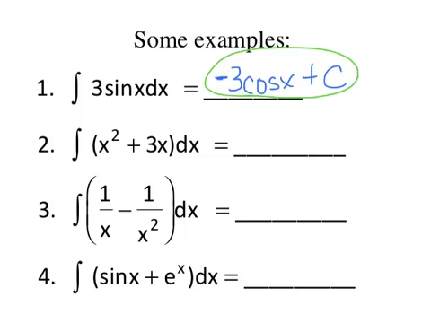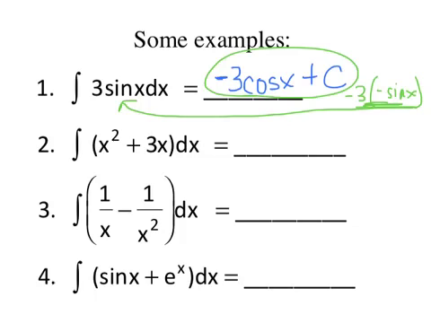Now, to check myself, I'm going to take the derivative of this. So when I take the derivative of this, I get negative 3 times the derivative of cosine x, which is negative sine x. The derivative of the constant is 0, and this does give me my integrand. So that means that, yes, I've got the right answer because, in fact, I've got all the right answers. It's a whole family of functions. Negative 3 cosine x plus c.